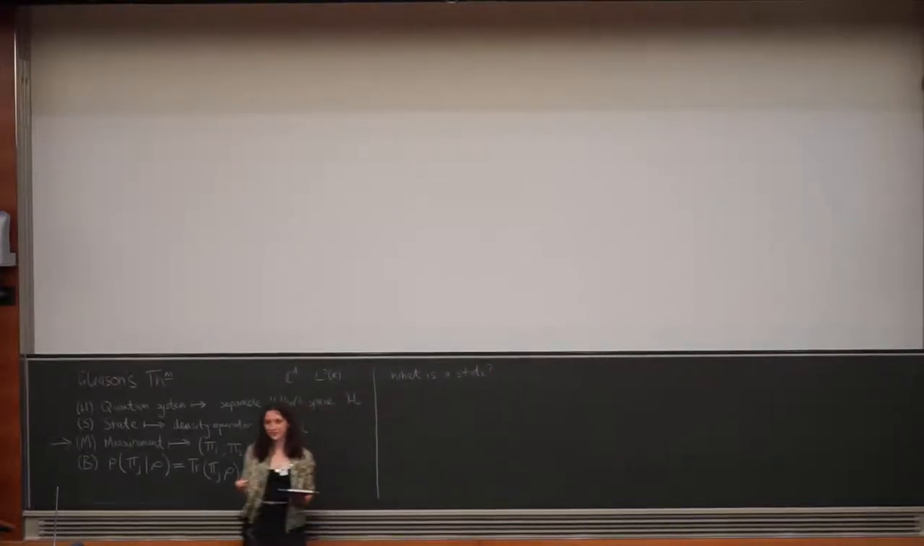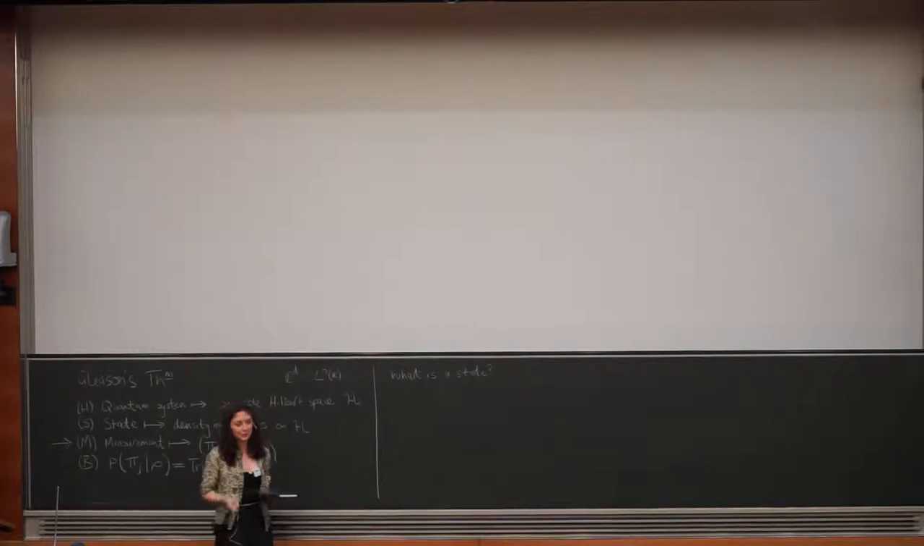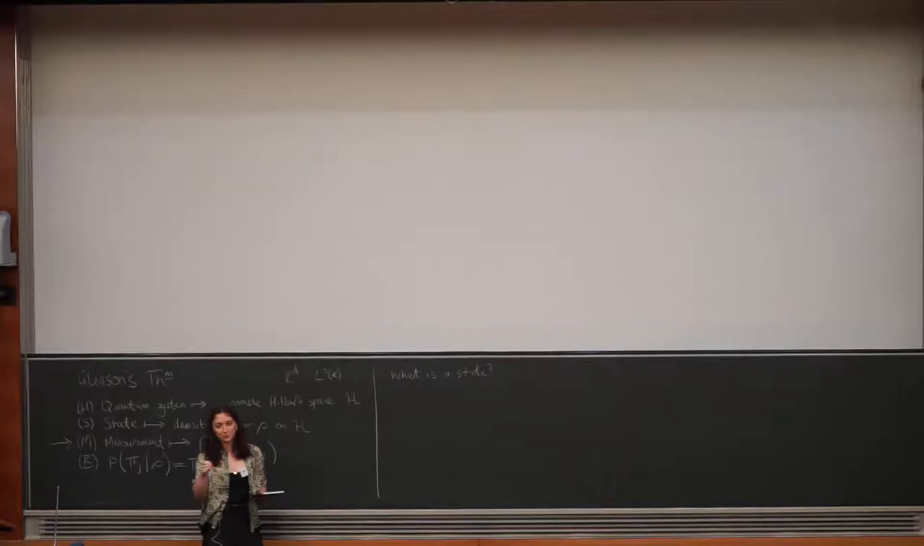So what should a state do in your theory? The most basic thing it should do is tell you, if you do some experiment or make some observations, what the probabilities are of making those observations or seeing certain outcomes of your experiment. This is the job of the state in your theory.